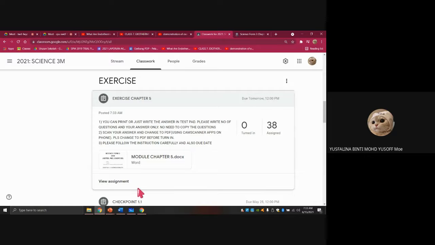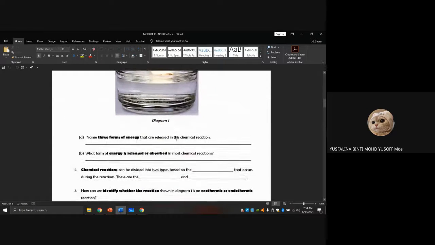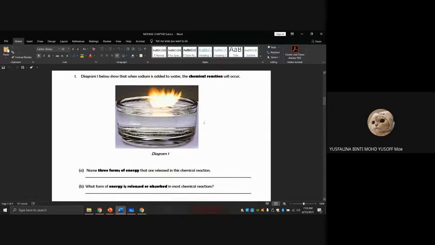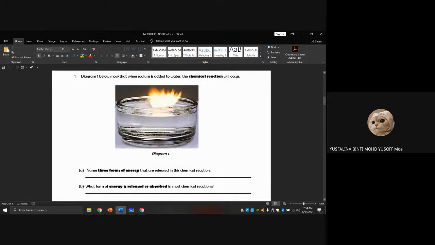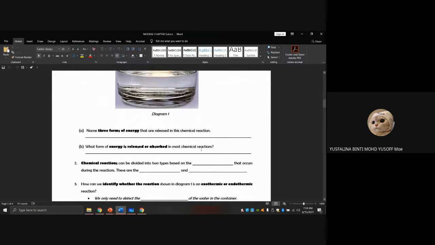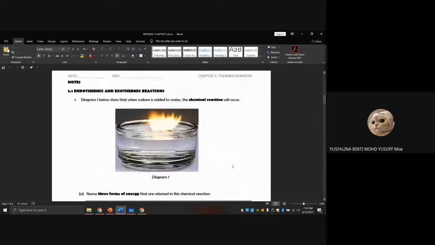So this is the exercise for chapter 5. For those who have a printer, you can just print it out and answer here. For those who don't have a printer, you can just put 1A, what's the answer, 1B, what's the answer, and for number 2, just give me the answer that you fill in the blanks. You don't need to copy back all the questions. So that is your homework.